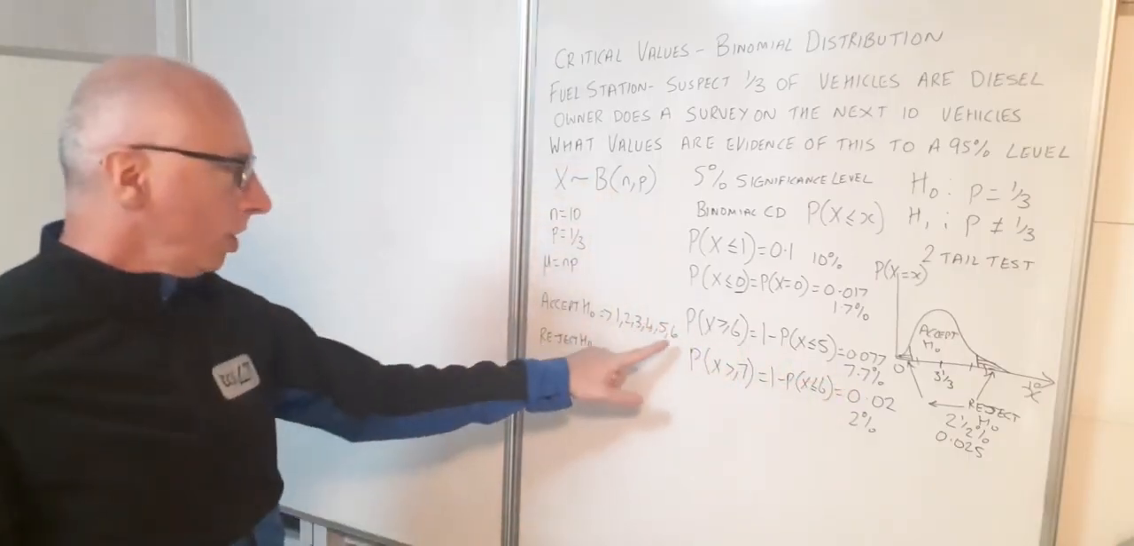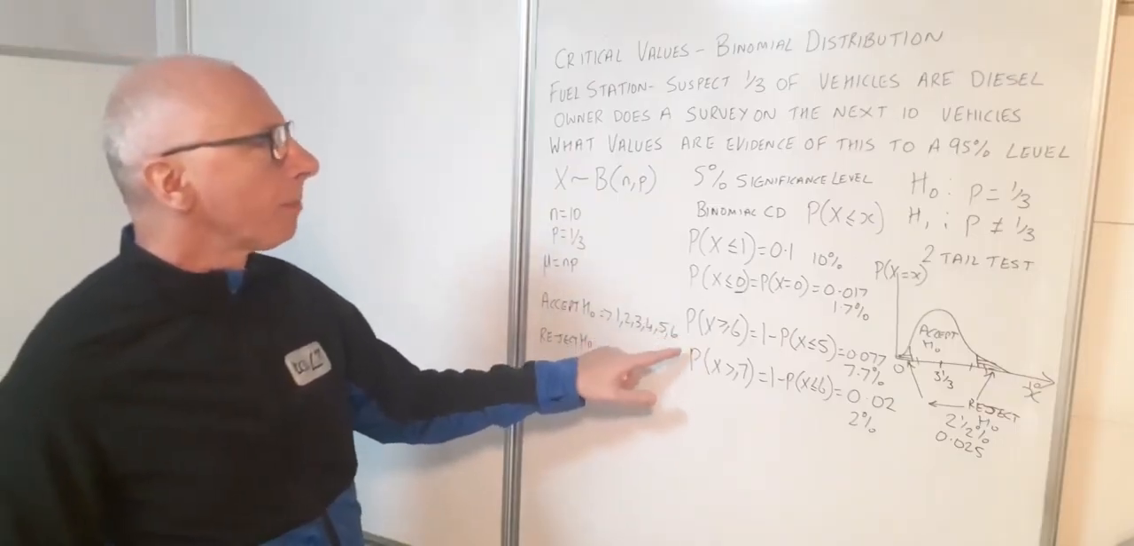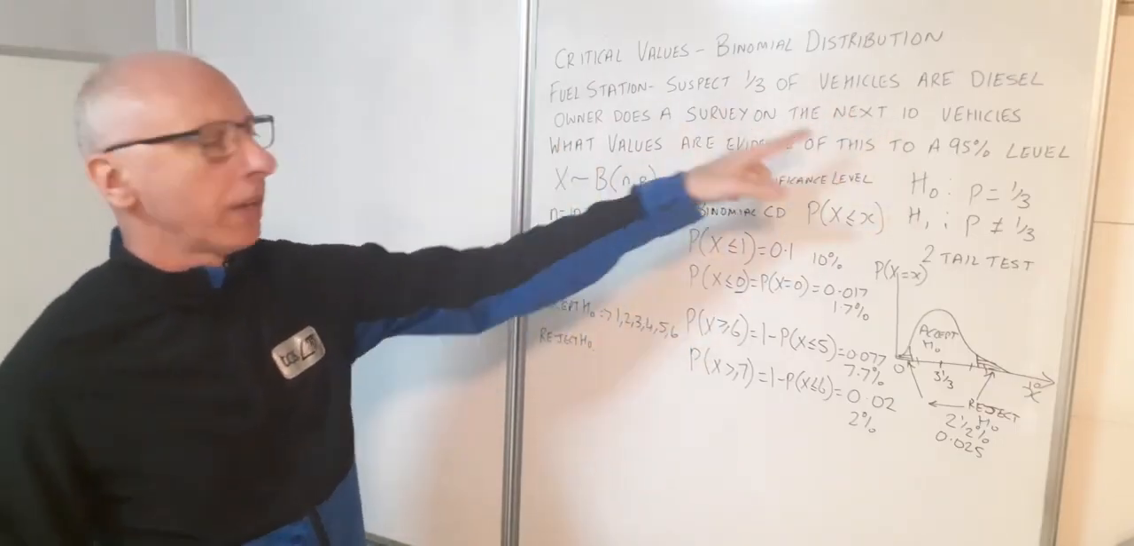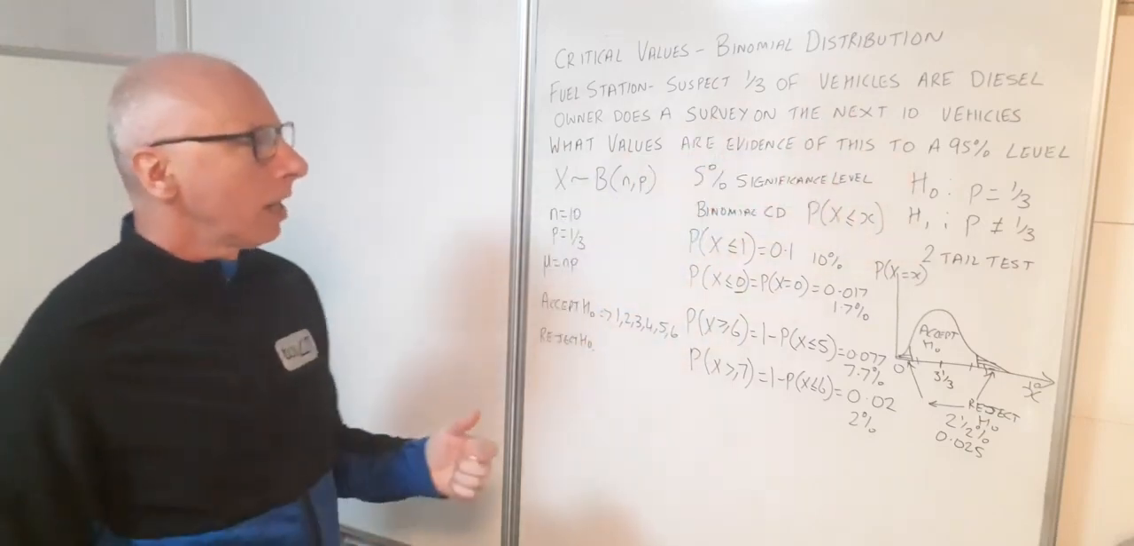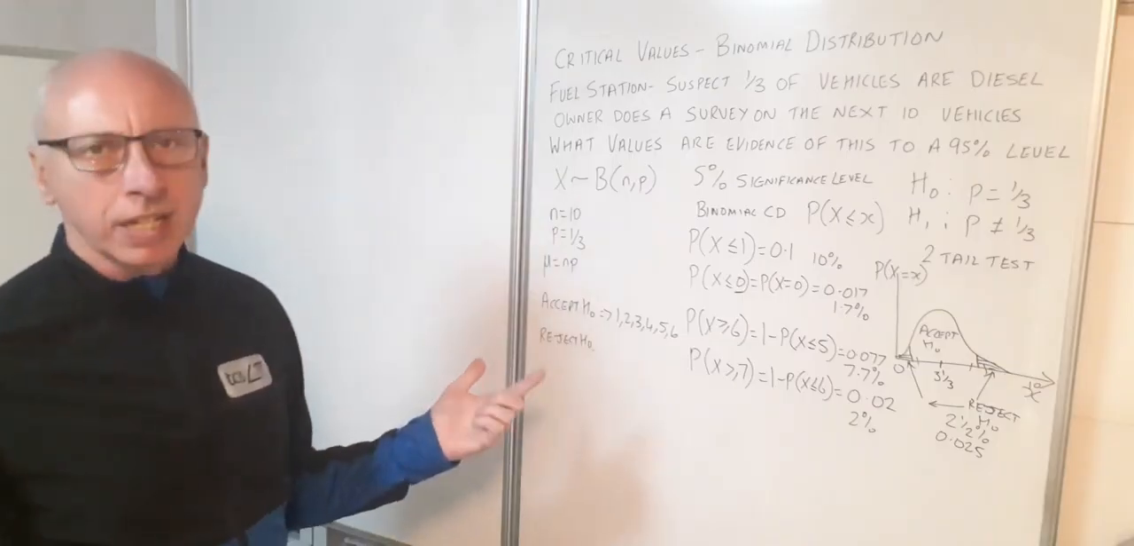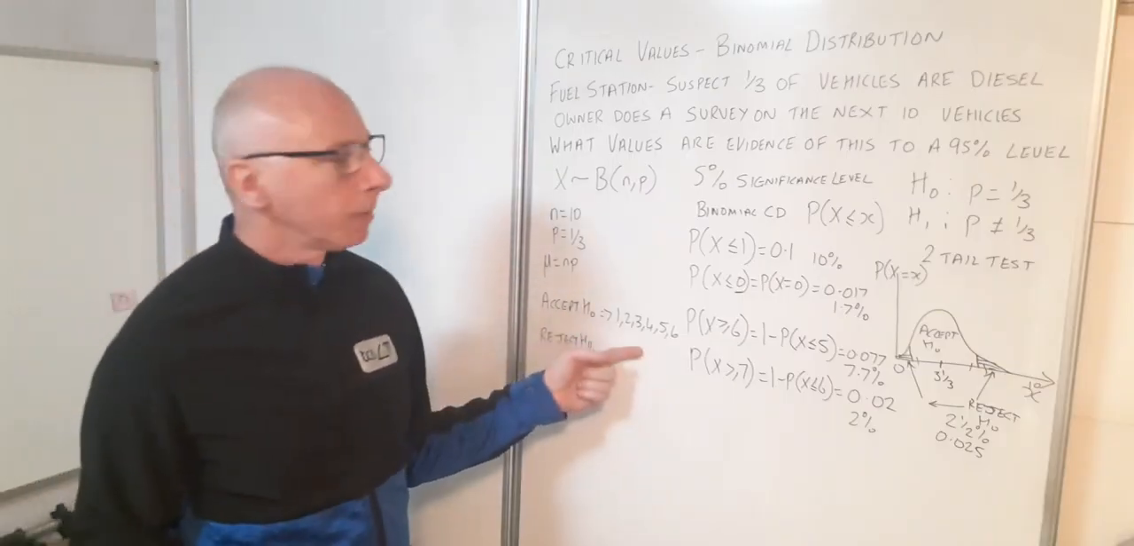So if between 1 and 6 diesel vehicles turn up in the next 10 vehicles at his establishment, then there's not enough evidence to reject that a third of the vehicles are diesel in general, because this is only a sample.